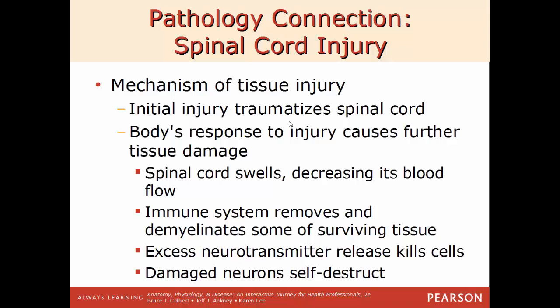Let's see, mechanism of tissue injury. The initial injury will traumatize the spinal cord, and the body's response to the injury often furthers the tissue damage. So you get swelling of the spinal cord, you get a decrease in blood flow, you have the immune system that will remove and demyelinate some of the surviving tissue. Excess neurotransmitter release will kill the cells locally, and the damaged neurons will self-destruct. So not only is the injury bad enough, but how your body responds to that injury can make a spinal injury worse.